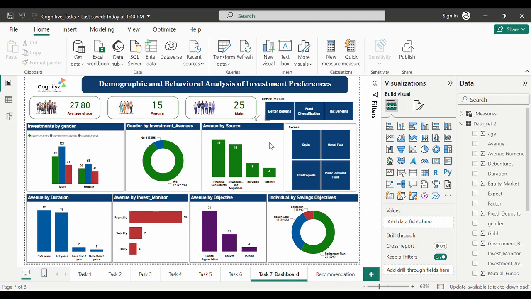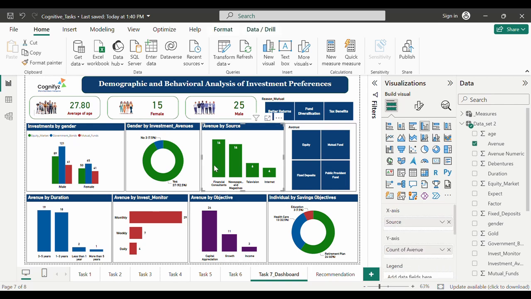We have the avenue by source that shows that financial consultants and newspaper magazine are the primary source of investment information, with television and internet being the less common. All right, when you look at the avenue by duration, it is seen that most investments are held for 3 to 5 years, followed by 1 to 3 years. Okay, there are fewer short-term investments, less than 1 year, and long-term, more than 5 years. They are lower.